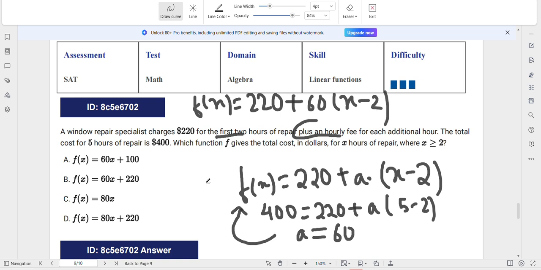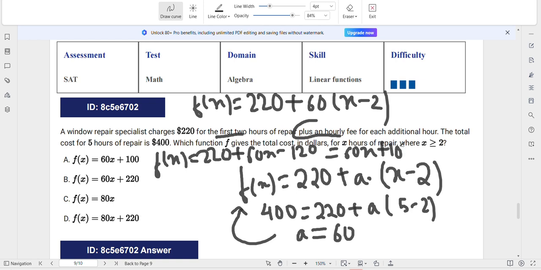When we solve this equation further, it becomes f(x) equals 220 plus 60x minus 120, which is 60x plus 100, which is option A, as we already found in the previous method. So our answer is option A. This type of question is very important and frequently asked in the SAT. We can solve this type of question in this way, and this is the conceptual method. So let's move on to our next question.